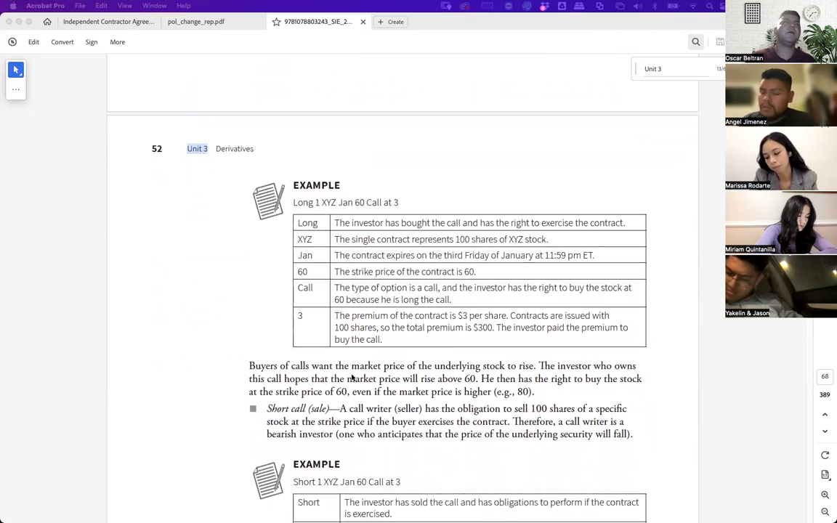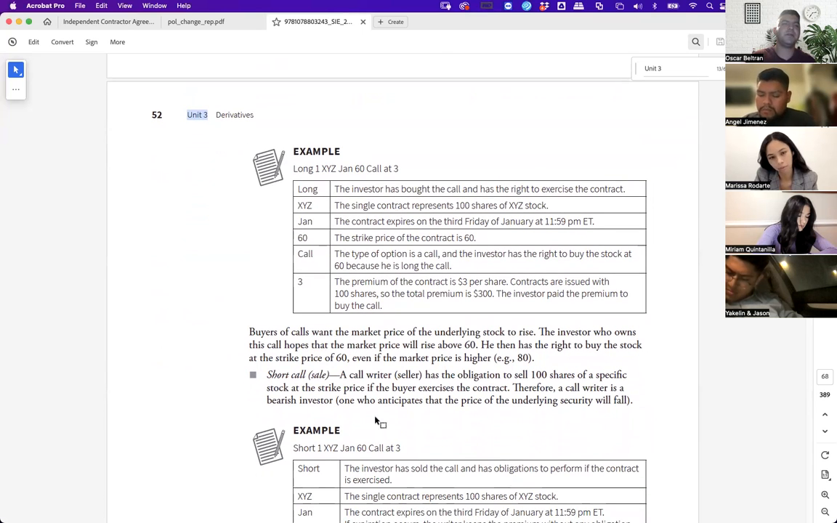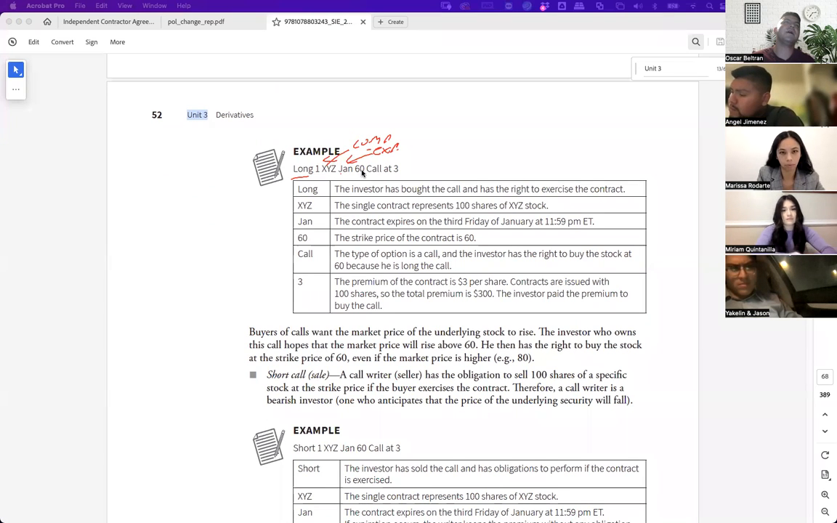Okay, let's keep going. So this is the way you're gonna read the options. It's gonna look like this. Long, then the company, the month of the expiration date, the expiration, and this right here is gonna be the strike price. And then 3 is gonna be the premium.